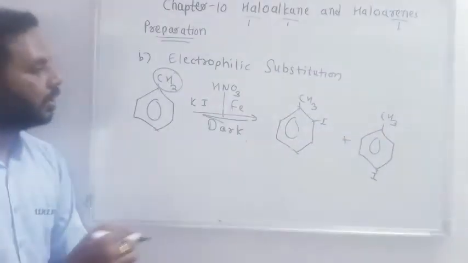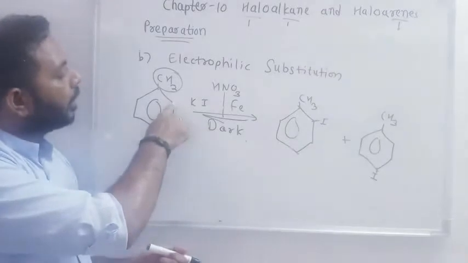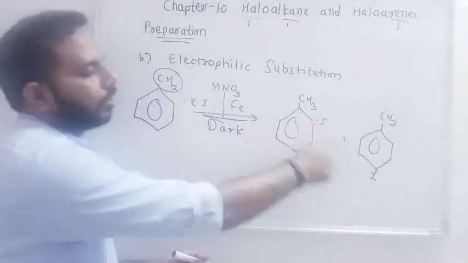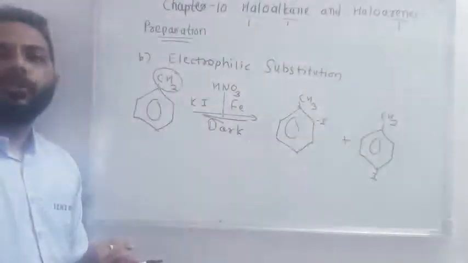Okay. So this is electrophilic substitution. Why is it known as substitution? Because here we are substituting hydrogen with halogen. So hydrogen is getting replaced with halogen. That is why it is known as substitution.